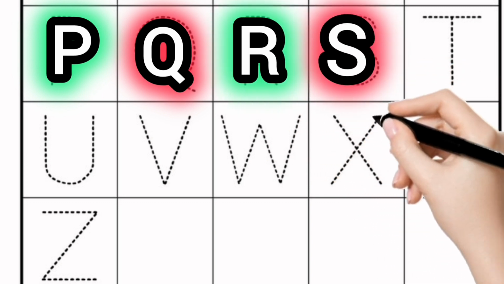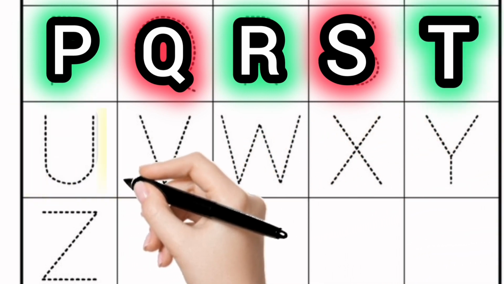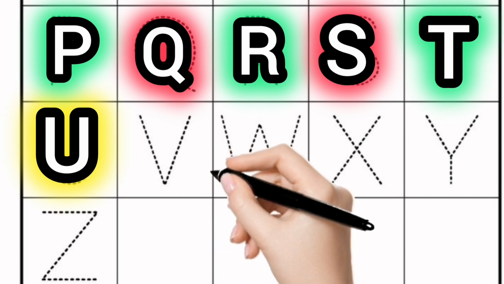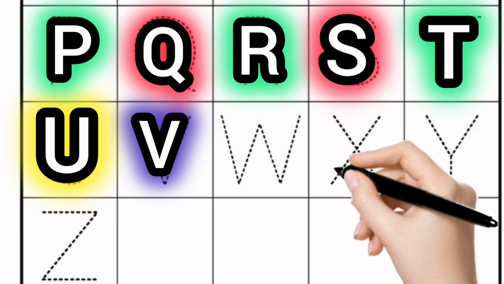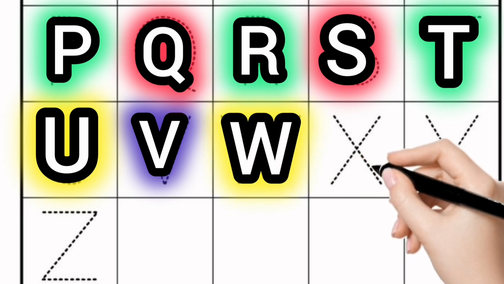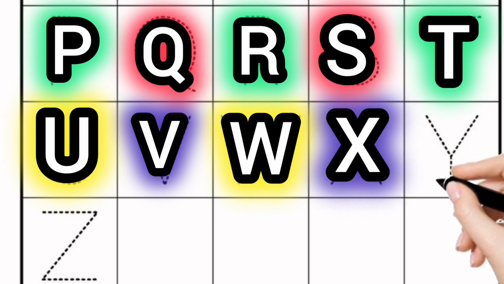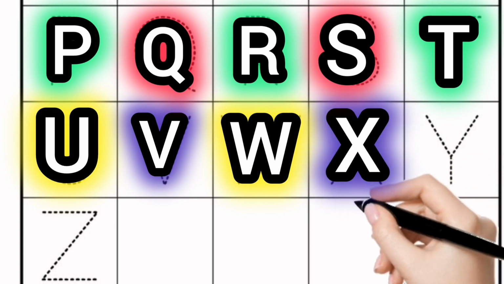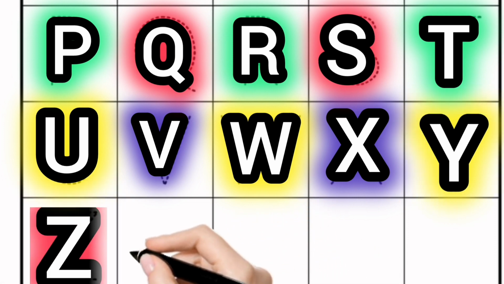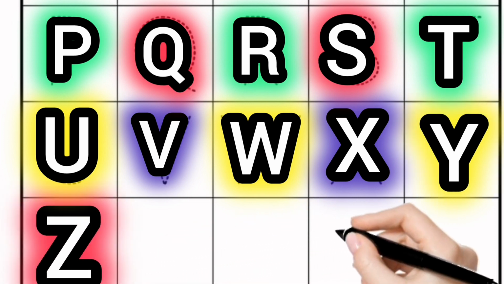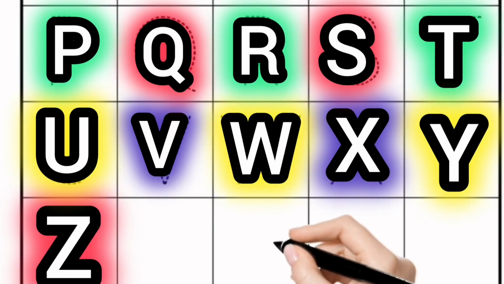T is green color. U is yellow color. V is blue color. W is yellow color. X is blue color. Y is yellow color. Z is red color. P Q R S U V W X Y Z.